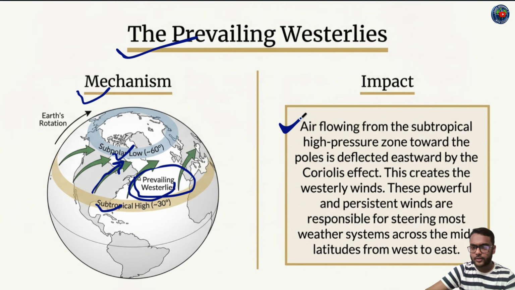Air flowing from the subtropical high pressure zone towards the poles is deflected eastward, because of the Coriolis effect, and this creates the westerly winds. These powerful and persistent winds are responsible for steering most weather systems across the mid-latitudes from west to east.